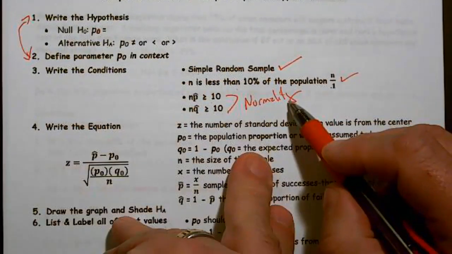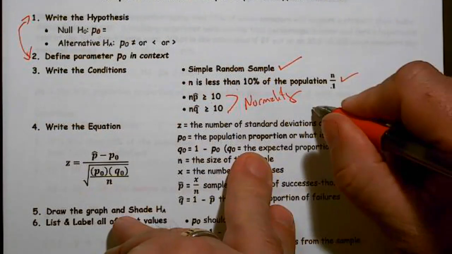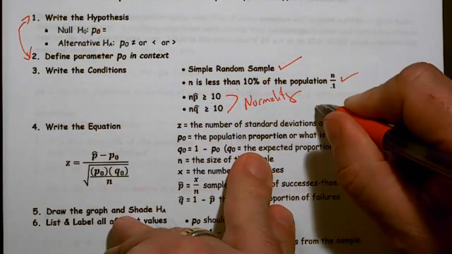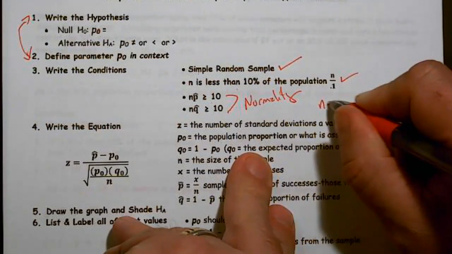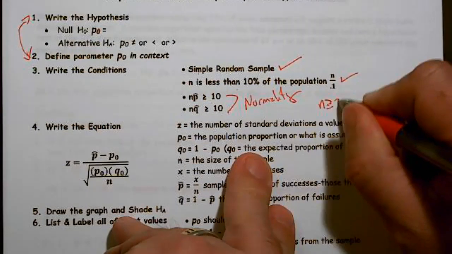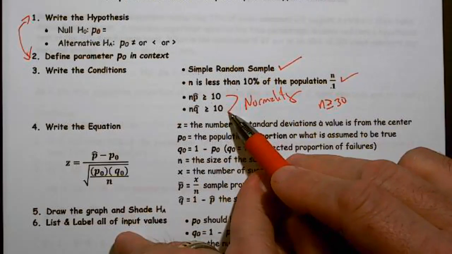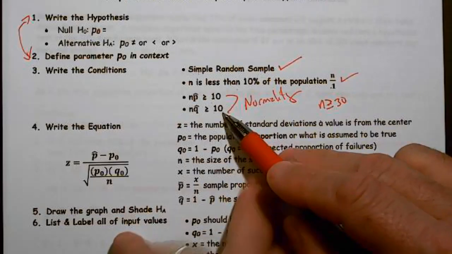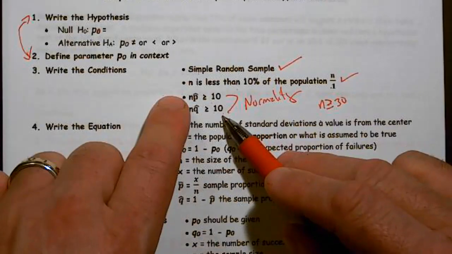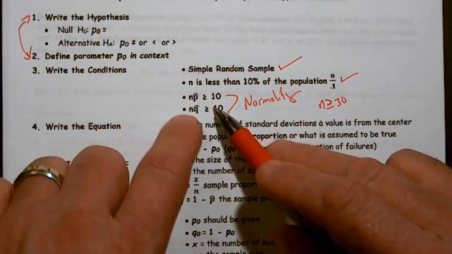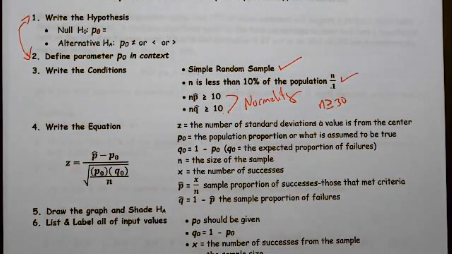Now, keep this in mind. When we were working with means, our n had to be greater than or equal to 30. That was the normality condition for central limit theorem. This is normality for proportions, okay? Both must be true. Can't be just one or the other, it has to be both, all right?